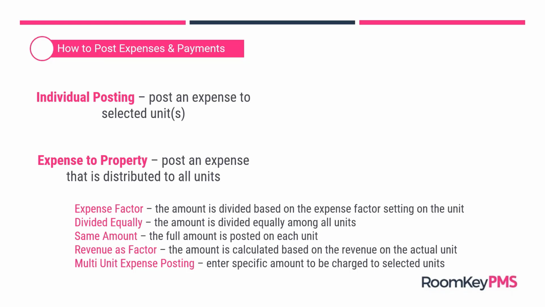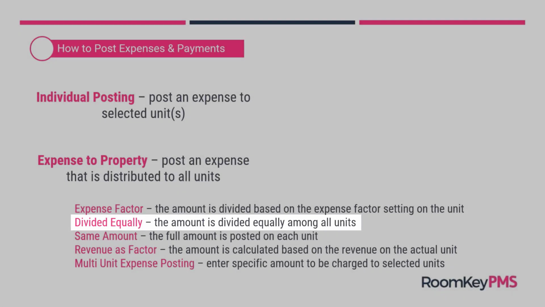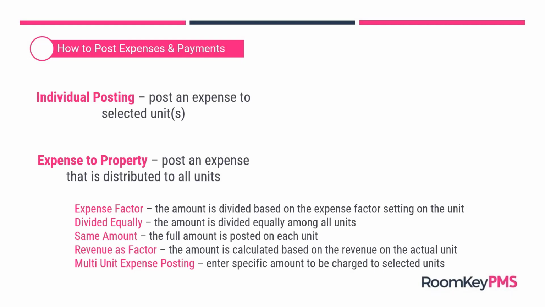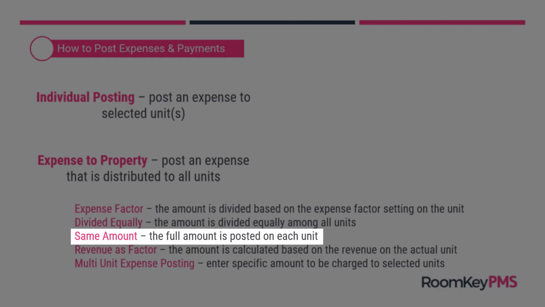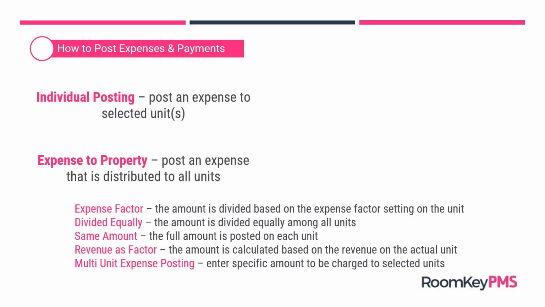So expense factors are something that we set up in yesterday's presentation on the actual unit when we sold the unit or attached the owner to the unit. Just be mindful of the expense and revenue factor because that can be one of the ways that you distribute your expense to property. Another type of distribution is the ability to divide that price equally. So if you've got a charge for $1,000 and you want to evenly distribute it across all of the owners or all of the units, that is the option you'll select.